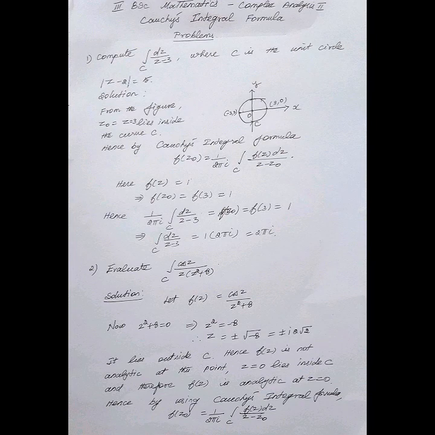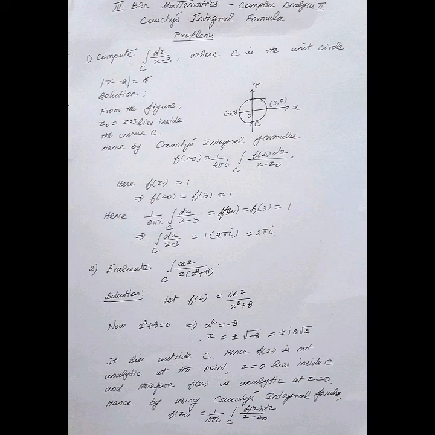It lies outside C, hence f of z is not analytic at the point, whereas z equal to 0 lies inside C, and therefore f of z is analytic at z equal to 0. See, look at the denominator z into z square plus 8, and therefore by equating to 0 you will get z equal to 0 or z square plus 8 equal to 0. That gives z equal to plus or minus i 2 root 2, both lie outside, and therefore the only point which lies inside C is z equal to 0.